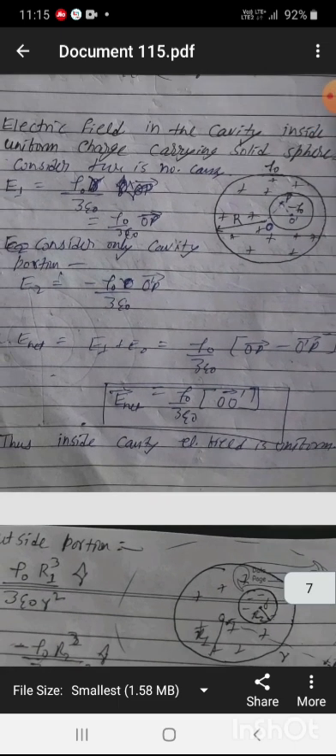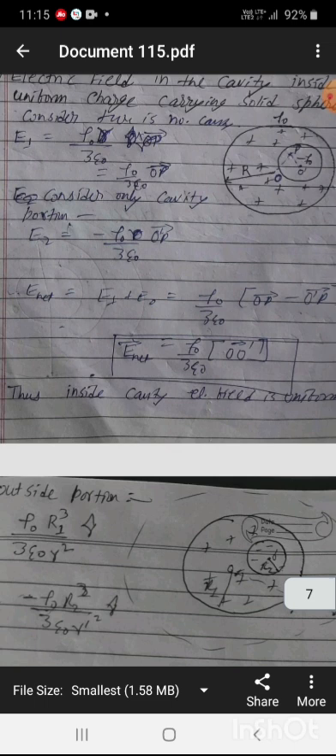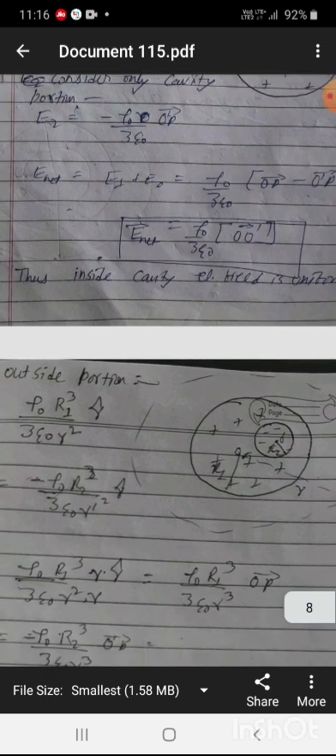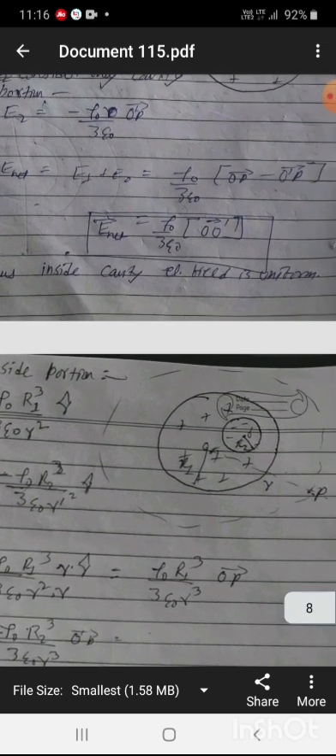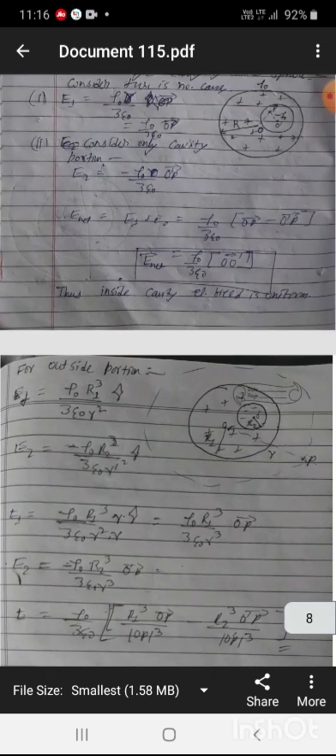So net electric field would be the sum of E1 and E2. So it is rho naught by 3 epsilon naught, OP vector minus O dash P vector. That comes out to be OO dash vector. Thus, inside the cavity there is an electric field, and that is uniform.